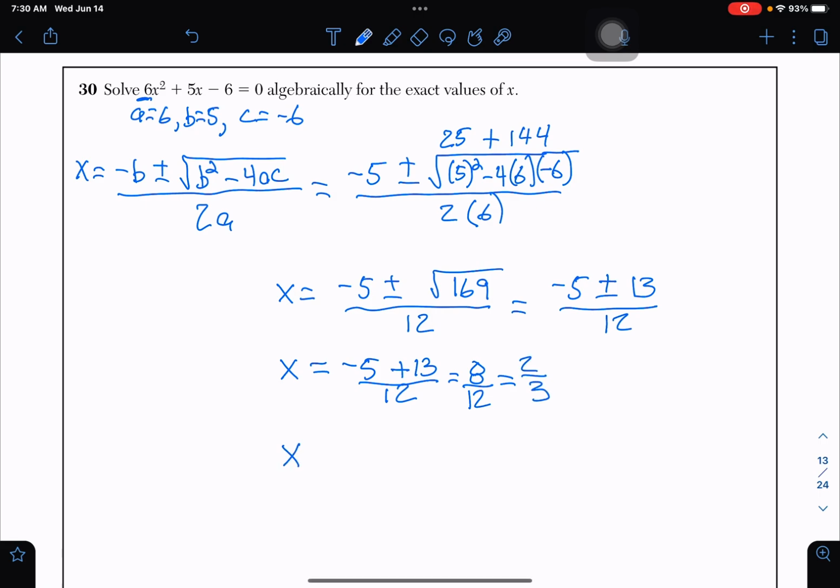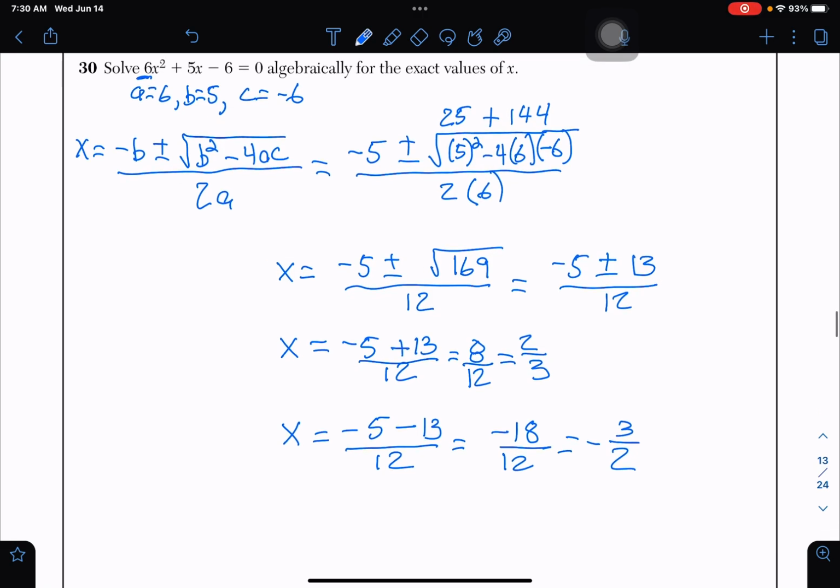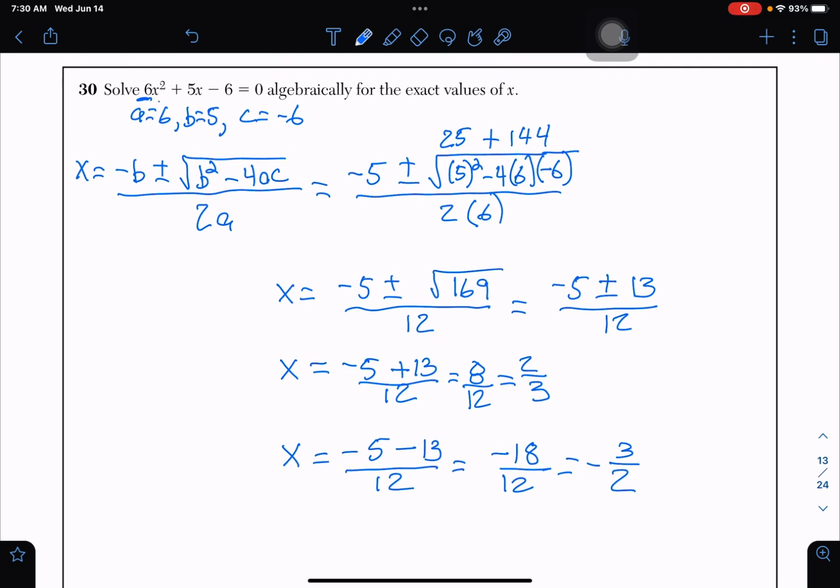And then we're going to do the negative root. Negative 5 minus 13 over 12. This becomes negative 18 over 12. And you can leave it as an improper fraction. Just reduce it as negative 3/2. And you have your calculators to help you reduce those. All right. So remember, if you see a number in front of the x squared, you know it's not 1. It's really difficult to factor. And they're looking for the exact values. So I would use the quadratic formula.